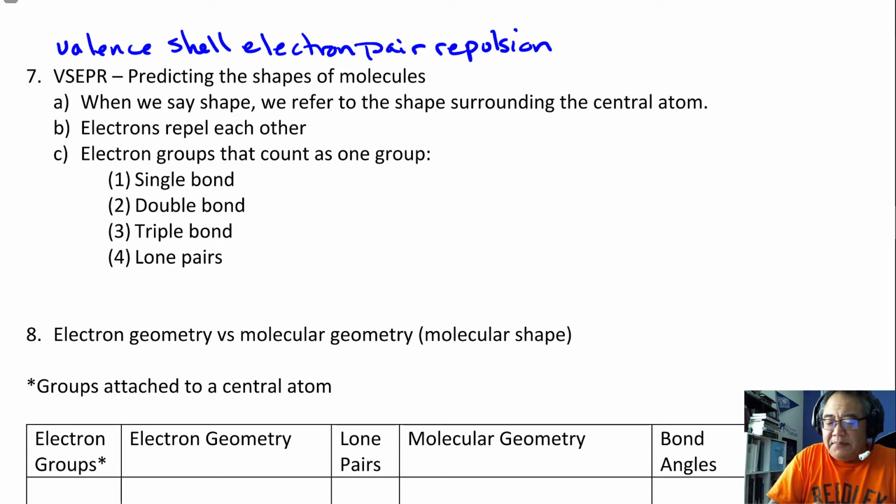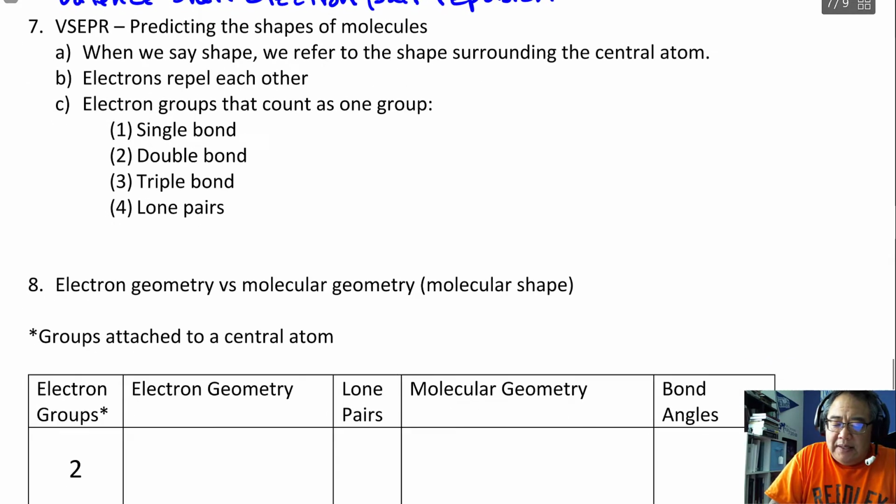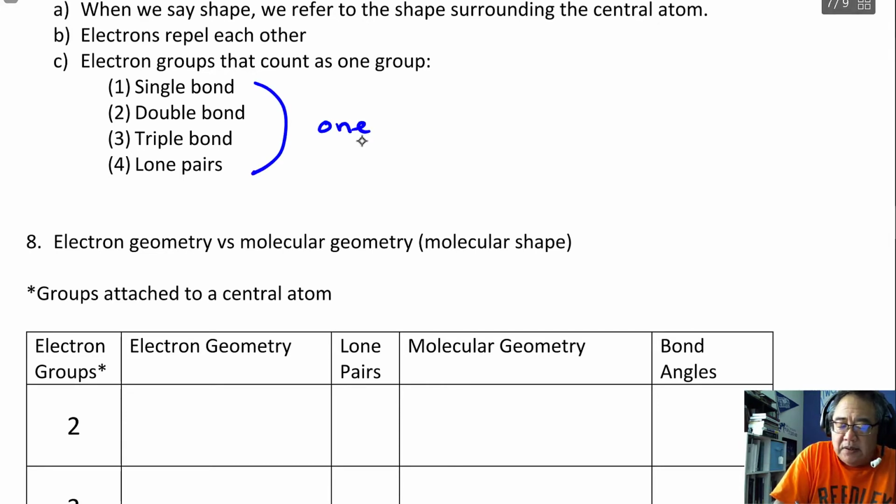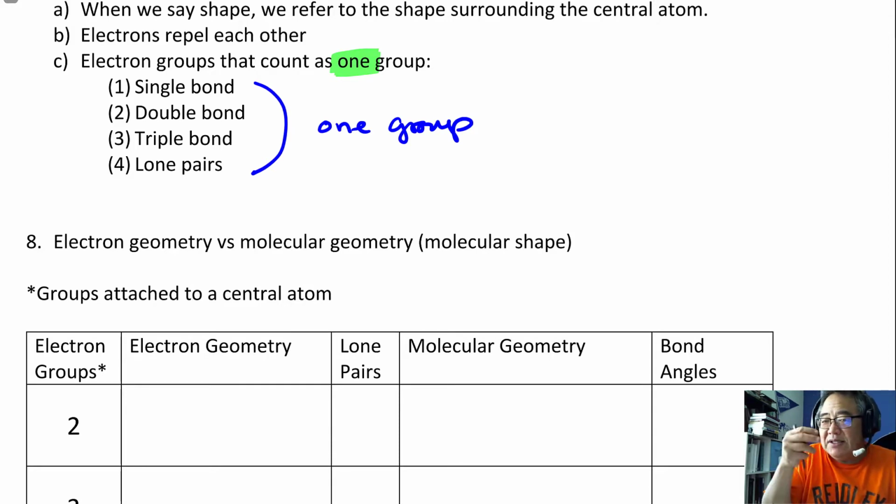So when we say shape, we're referring to the shape around the central atom. Electrons repel each other, and what we can count as electron groups include all of these things. A single bond is one group. Like a lot of people miss that this says one here, but even though a triple bond is three pairs of electrons, they're all pointed towards another atom. And so that means it acts as one group of charges rather than three separate groups, as three lone pairs would be, for example.